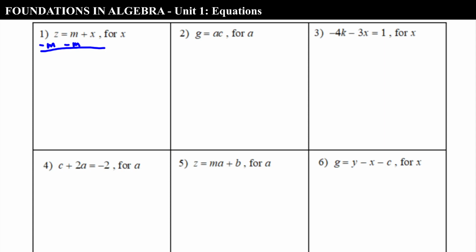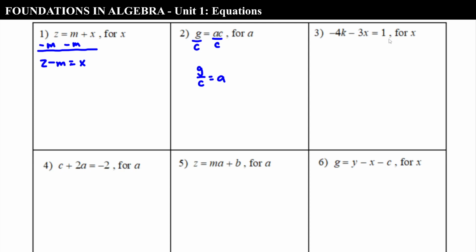So here there's going to be a little bit of organization that you need to follow. You could do negative m plus z, but I think it's going to be better to put z minus m. That's just a little bit better notation, and that's going to equal our x. If we're solving for a in number 2, we're going to divide each side by c to get that c off of the a. And so G over C is going to be your A.